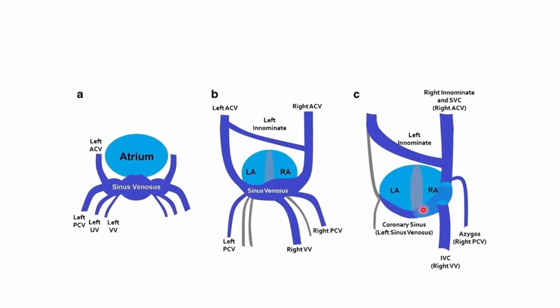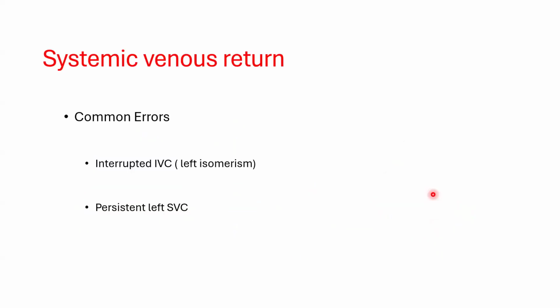So at the end of this process, we have the coronary sinus draining into the right atrium, the IVC draining into the right atrium, the SVC draining into the right atrium, and the azygos vein joining up to the SVC and ultimately also emptying into the right atrium. So that, in effect, concludes the systemic venous development.